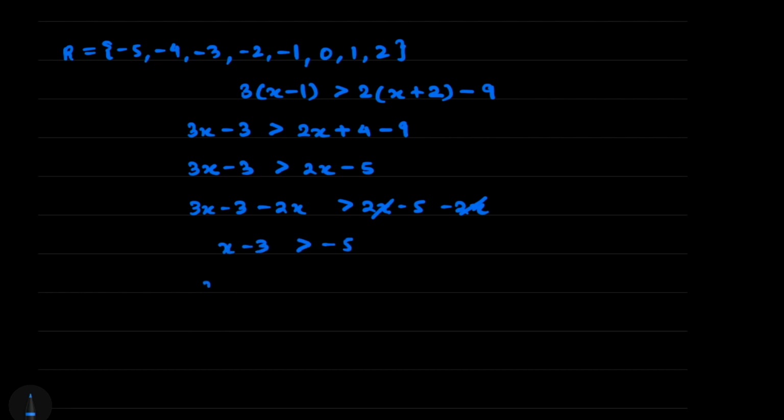Let's add 3 on both sides. We get x is less than minus 2. So this is our solution, and our solution set, looking at the replacement set, would be anything which is less than minus 2. So we'll have minus 5, minus 4, minus 3. And that's all. And we can represent it graphically as we have already done in the previous question.